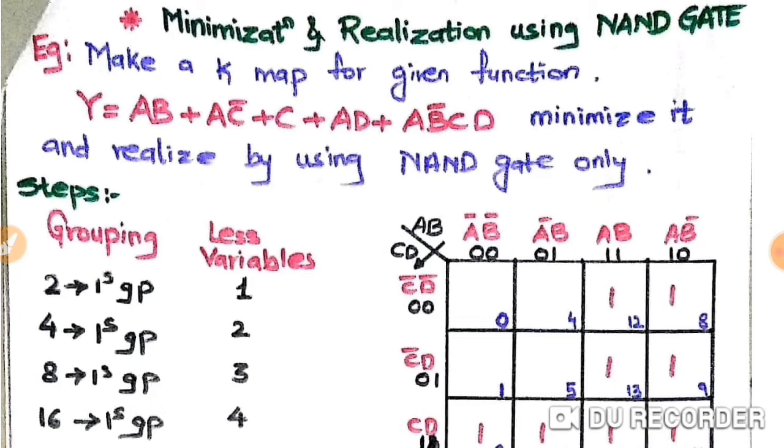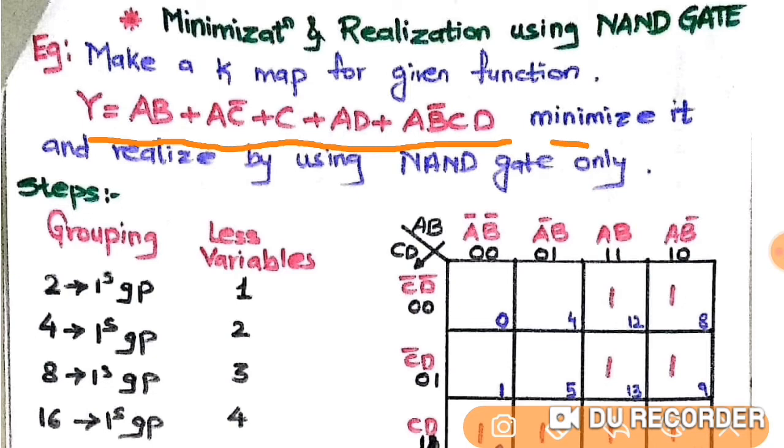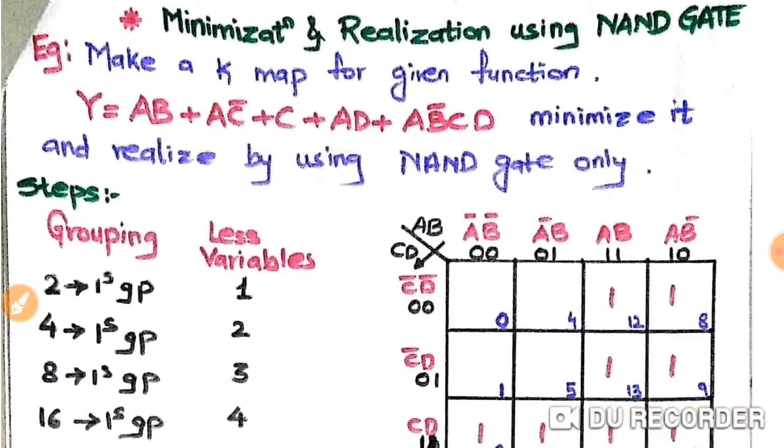The example says, make a K map for the given function. The function is given to you: Y = AB + AC' + C + AD + AB'CD. We have to minimize it and then realize the minimized equation using NAND gates only. So let's begin. We'll see how to do that.